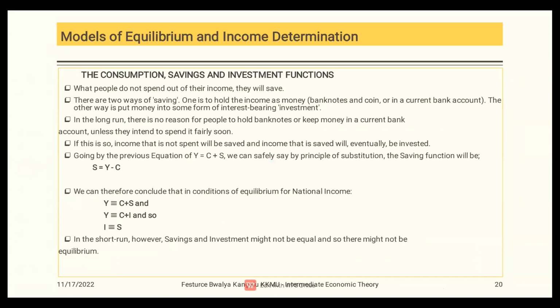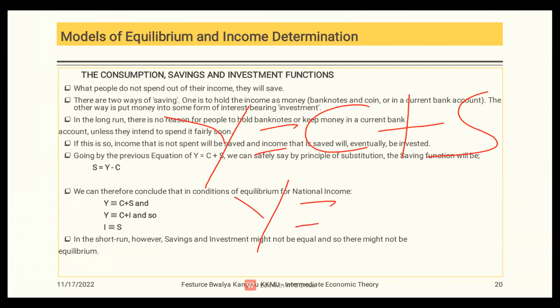So now, observe that we have said that Y is equal to consumption plus savings, isn't it? Yes. And at the same time, we can still say Y is equal to consumption plus investment. Because our assumption is that the amount that you earn, you can either spend, or invest, or save the amount that remains from consumption.